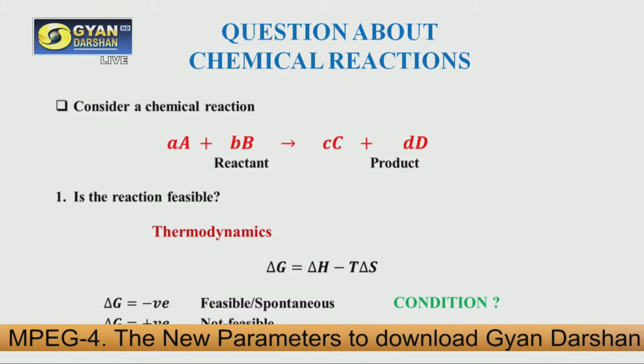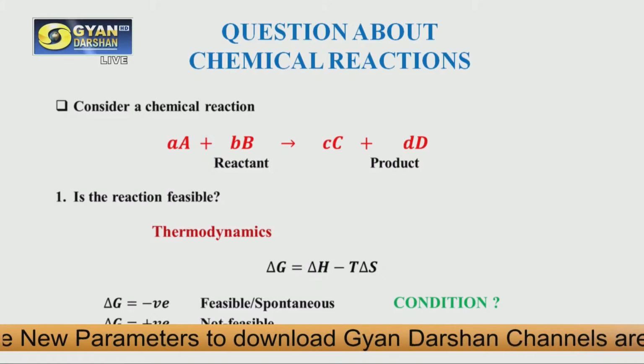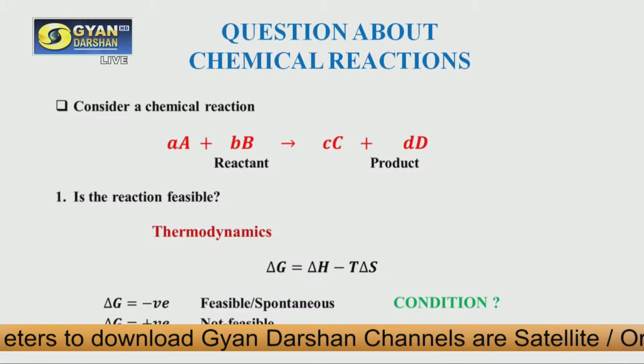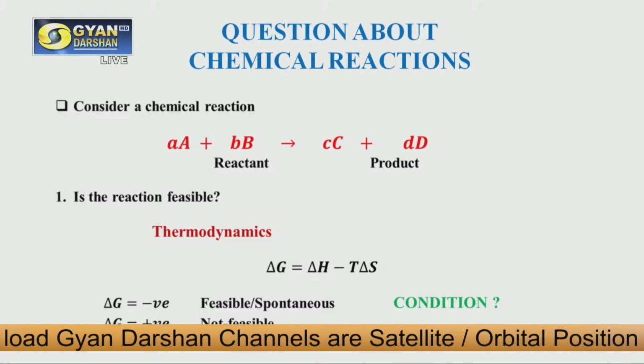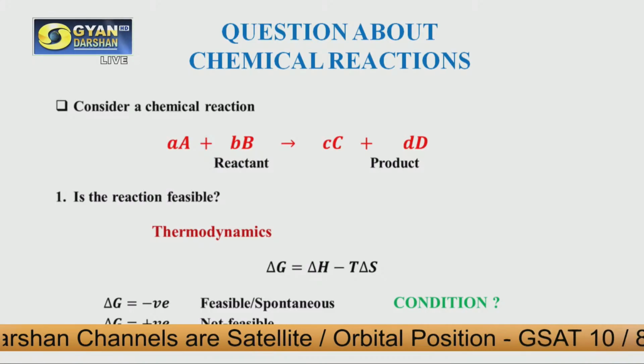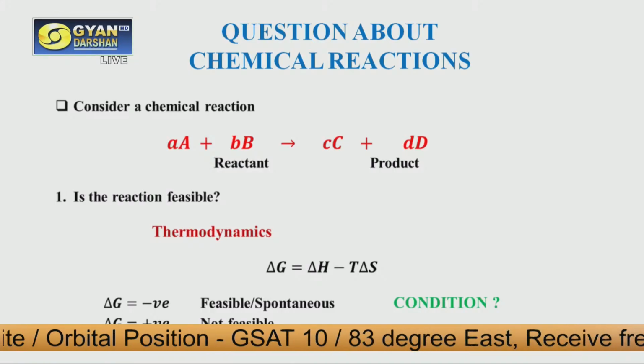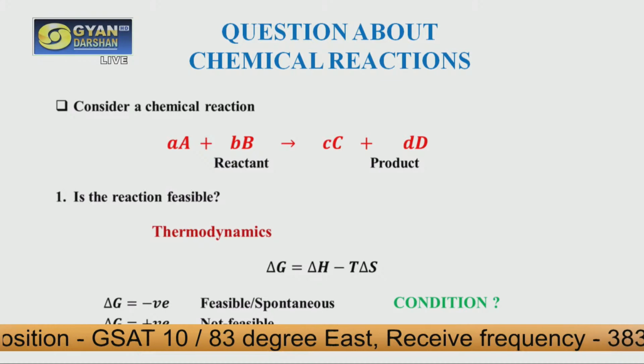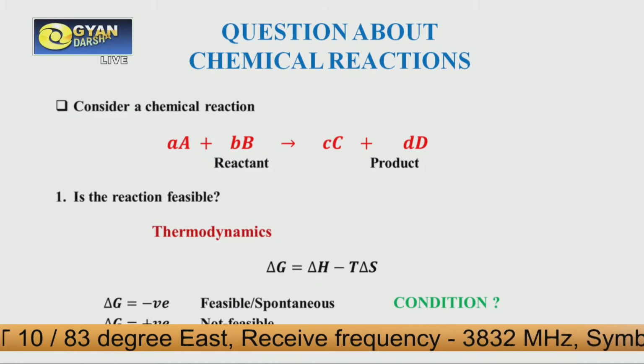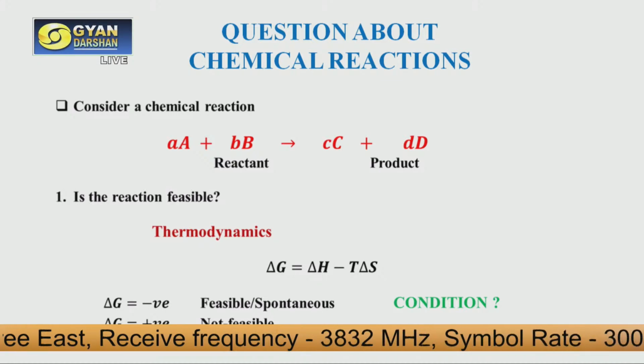So whether this reaction is feasible is answered by thermodynamics. How does thermodynamics give the answer to this question? If delta G is negative, this is a feasible or spontaneous process. But thermodynamics also says that even if a reaction is feasible or spontaneous, that doesn't mean it will occur.